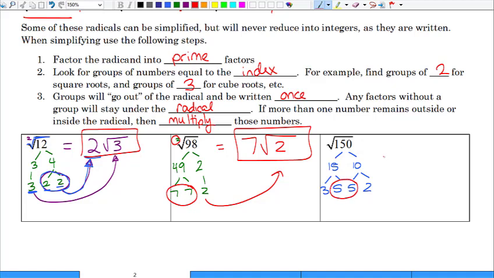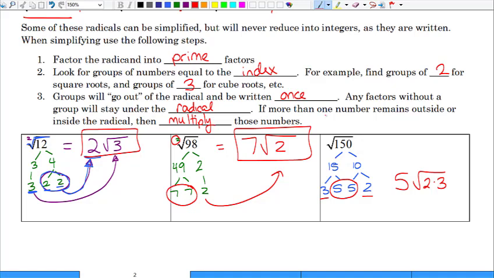So I'm going to circle my pair. The 5 gets to go out of the radical. It's got a date, so it gets to go out of the house. Now this 2 and the 3, both of them don't have a pair, so both of those are going to stay home.